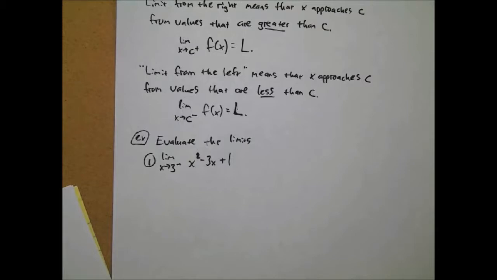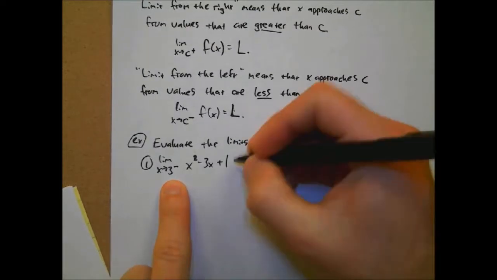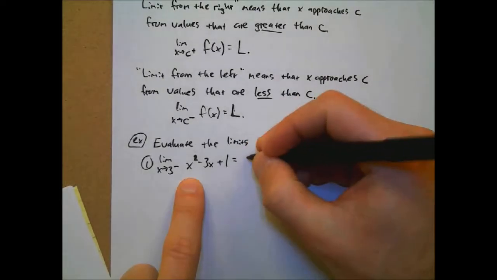So what do you think we can do to evaluate this limit? Since it's continuous, what can we do? Don't need to factor. Just a direct substitution. Just plug it in. Factoring, if it factors, you could, but it's not necessary. Plug in 3. That's all you really need to do here. So it'll be 3 squared minus 3 times 3 plus 1.